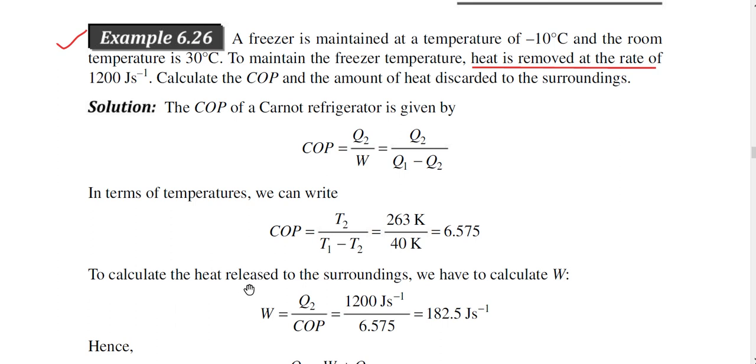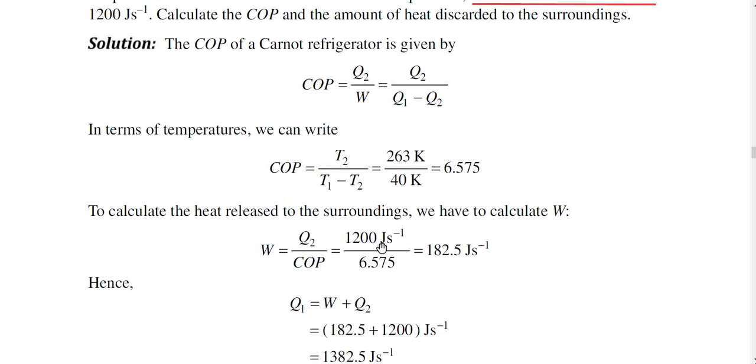Now, to calculate the heat released to the surroundings, we have to calculate the work done W. Now, W is equal to Q2 by COP. This is another formula that we have already discussed in the previous lecture. Now, what is Q2? Q2 has been mentioned as 1200 joule per second. This is the amount of heat removed from the food inside the refrigerator. So, Q2 should be 1200 joule per second, and the coefficient of performance is this much. So, work done W is equal to this one. This is the work done W.